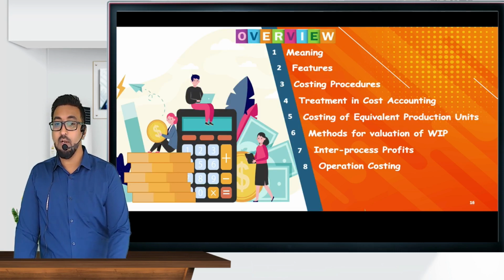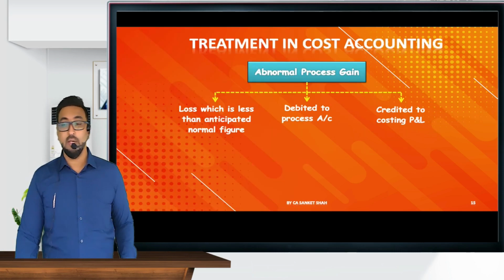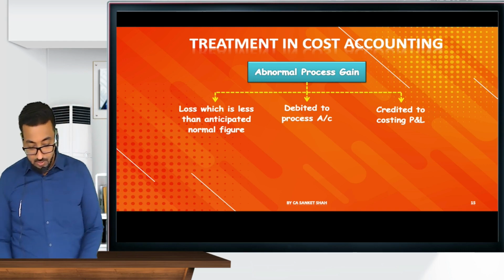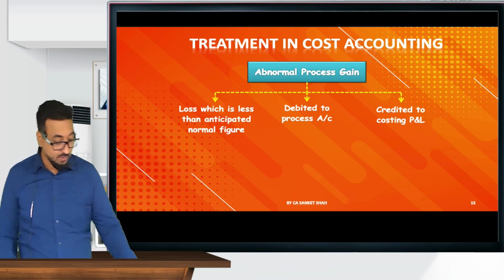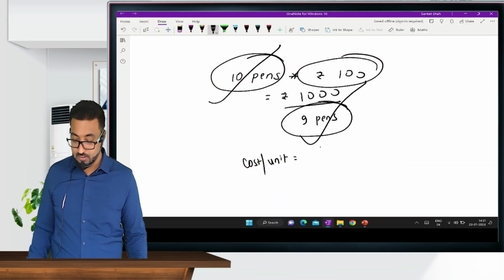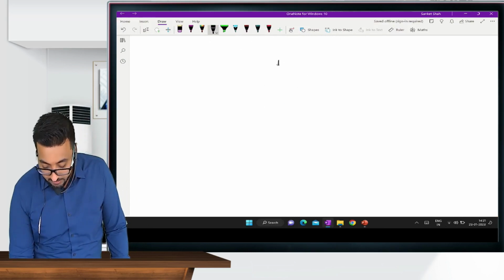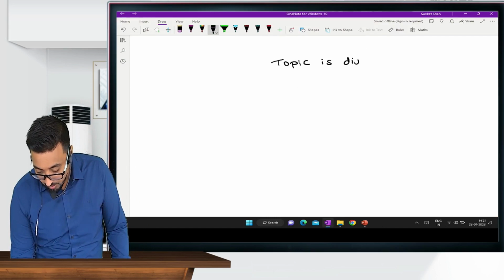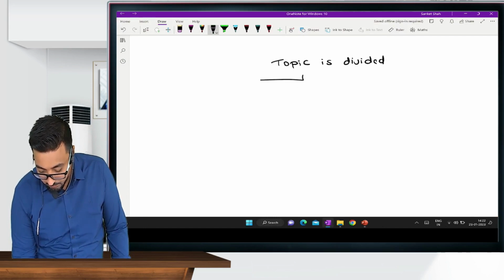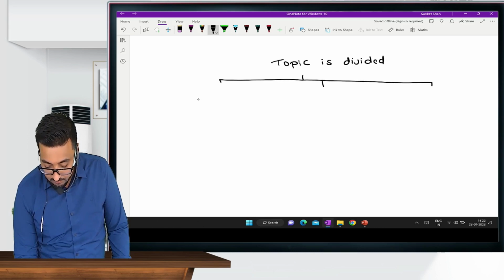Now what is equivalent units, that we are going to see tomorrow. So in next session we are going to start with the problem. But before starting, this topic is basically divided in 3 parts. Yes, you can write this. 100 pages notebook only. 3 parts.